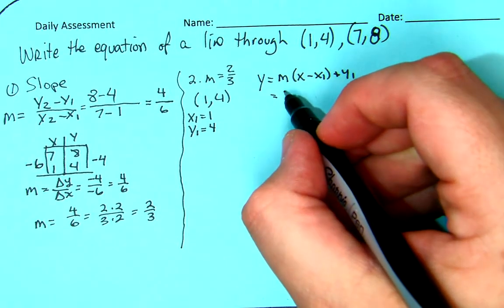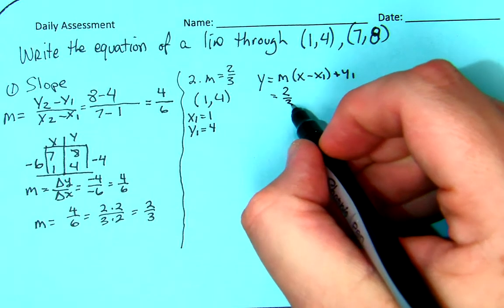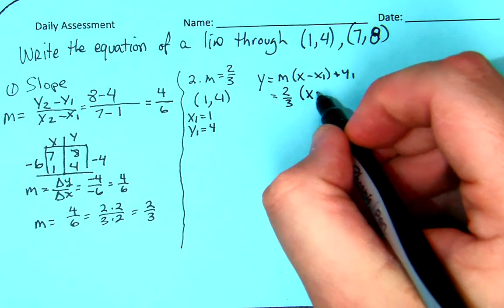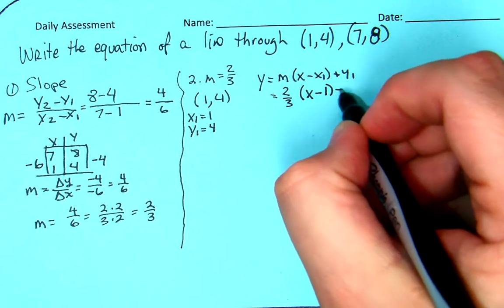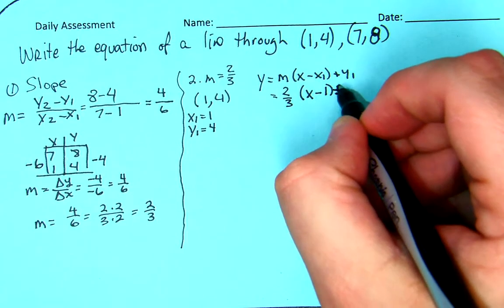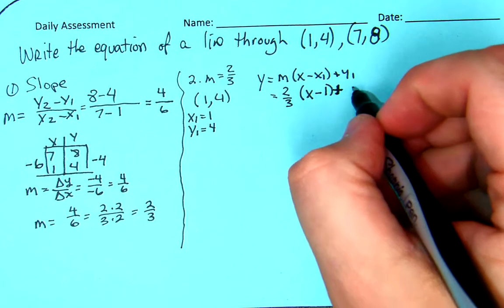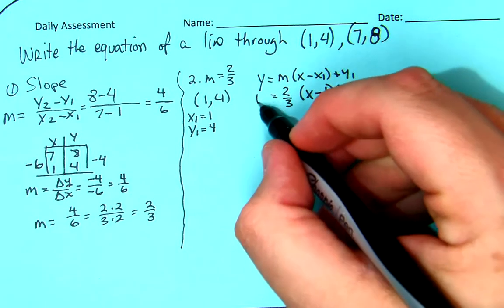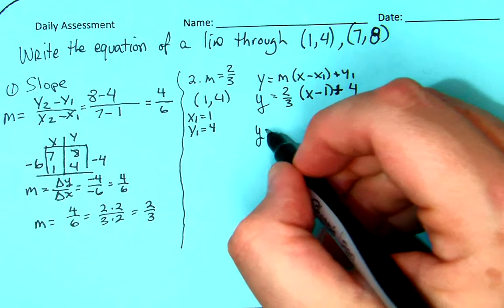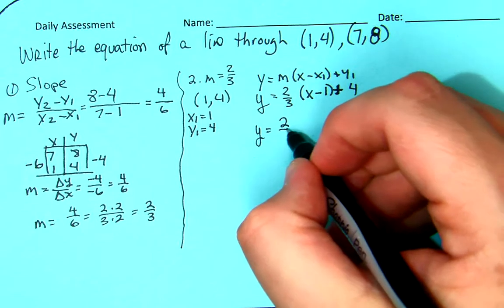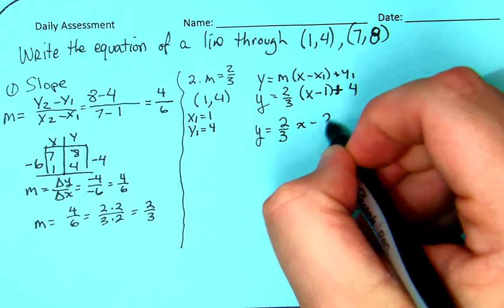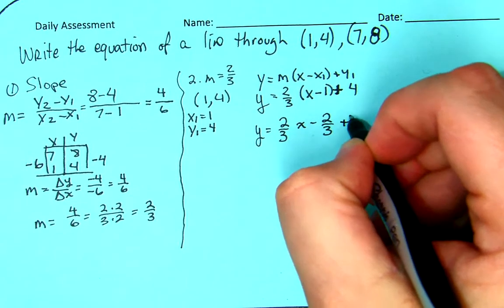So this is going to be my slope, which is 2/3, times x minus my x1 value, which is 1, plus my y1 value, which is 4. And so that's equal to y. So y, doing a distributive property, is going to be 2/3 x minus 2/3 plus 4.